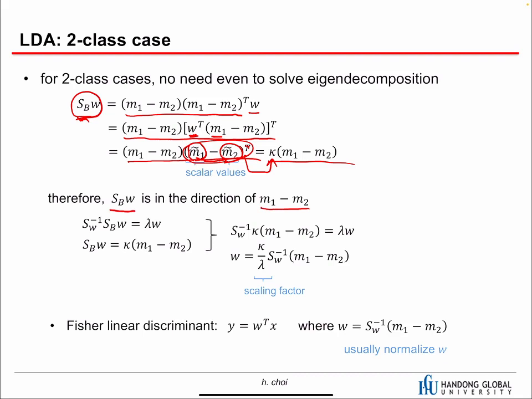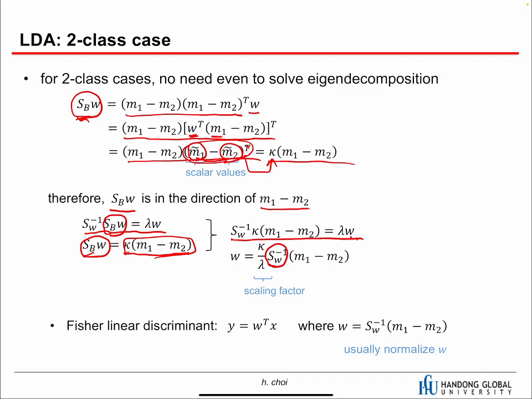So in the previous slide, our solution is this, right? Usually we have to apply some eigendecomposition, but S sub b times W is kappa times M1 minus M2. So if we replace this part with this term, then we got this one. Then what we are interested in is W. W is kappa over lambda times SW inverse times M1 minus M2. So as long as we can get this SW inverse, then it's simple.